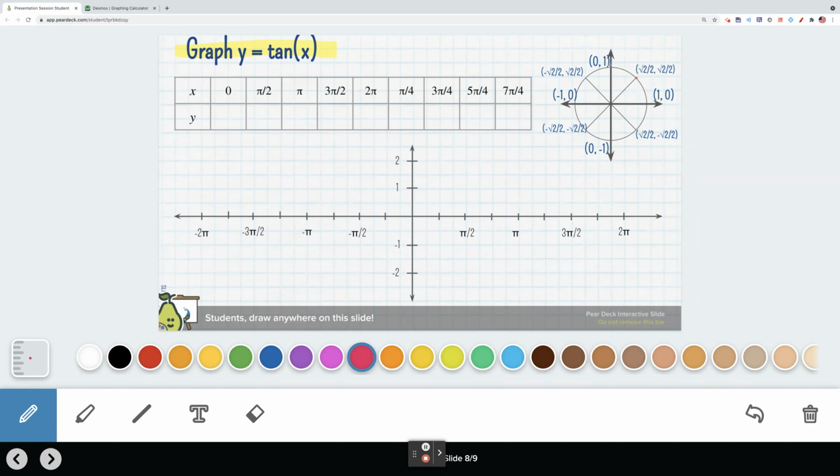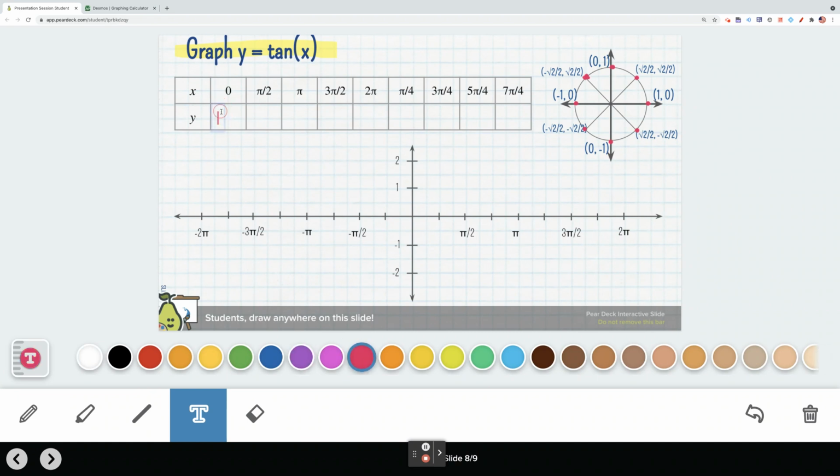So we're going to go ahead, and everywhere you see a dot, I'm going to make my dot a little bit thicker. Everywhere we see a dot, we're going to find the tangent at that spot, and we're going to write that value into the table. You ready? Remember, tangent is sine over cosine, in other words, your y coordinate over your x coordinate. All right, let's grab a text tool.